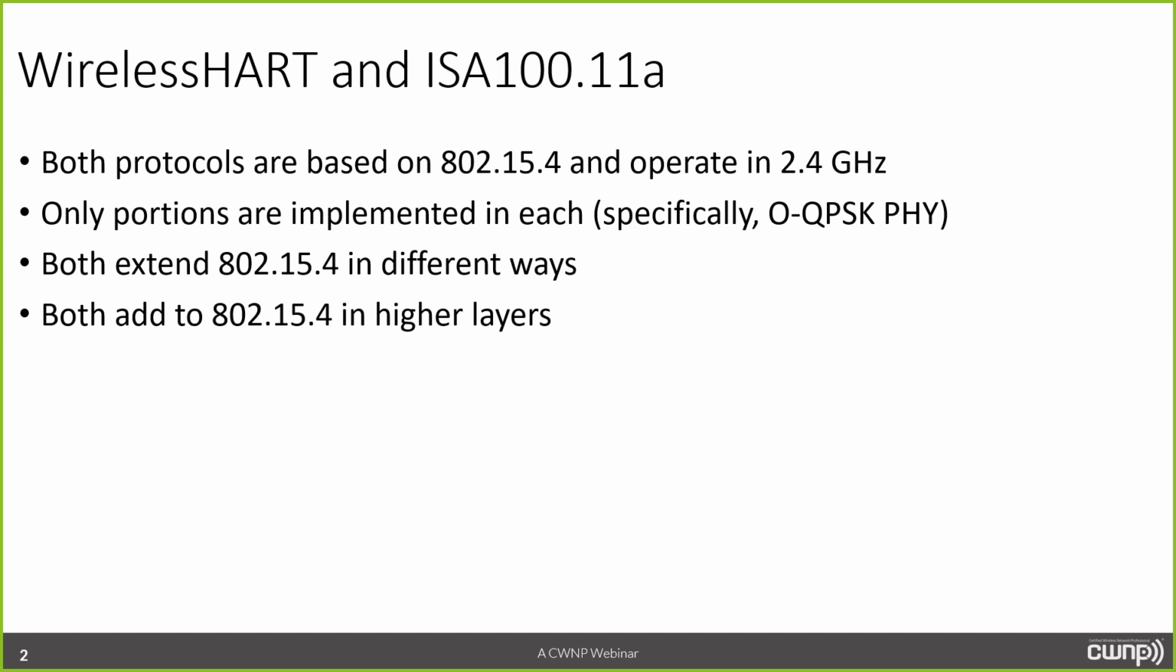Now, only portions of 802.15.4 are implemented. It uses the OQPSK PHY out of 802.15.4, and it doesn't use any of the other PHYs. It does not use any of the other capabilities other than those explicitly specified in the WirelessHART or the ISA100.11a standards. They do extend it, so they make some tweaks or changes. Even though there might be something referenced in 802.15.4, it doesn't mean it's implemented in exactly the same way in WirelessHART and ISA100.11a, particularly if it's something that can be controlled above the chip level.